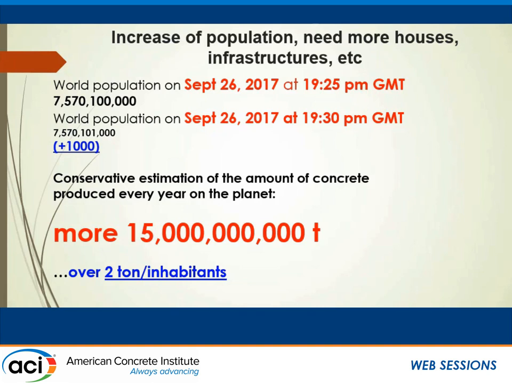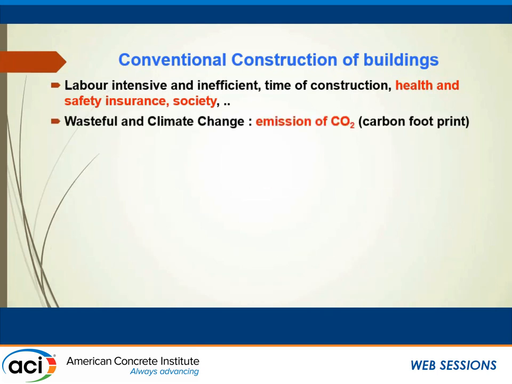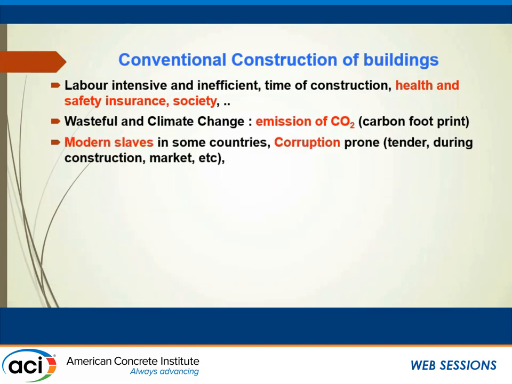We are consuming almost 2 tons of concrete per person. That means to meet this demand, we need to use robotics to increase production, of 3D printing. As mentioned before, conventional construction of buildings is labor intensive, and there are also problems with time, health and safety and insurance, waste, and also climate change or carbon footprint. And modern slavery is very important because it supports the argument to reduce labor. In some countries, like in the Middle East, there are people suffering while working at the site. Now, with robotics, we can avoid this, and also reduce corruption during the tendering process and so on, and high cost.